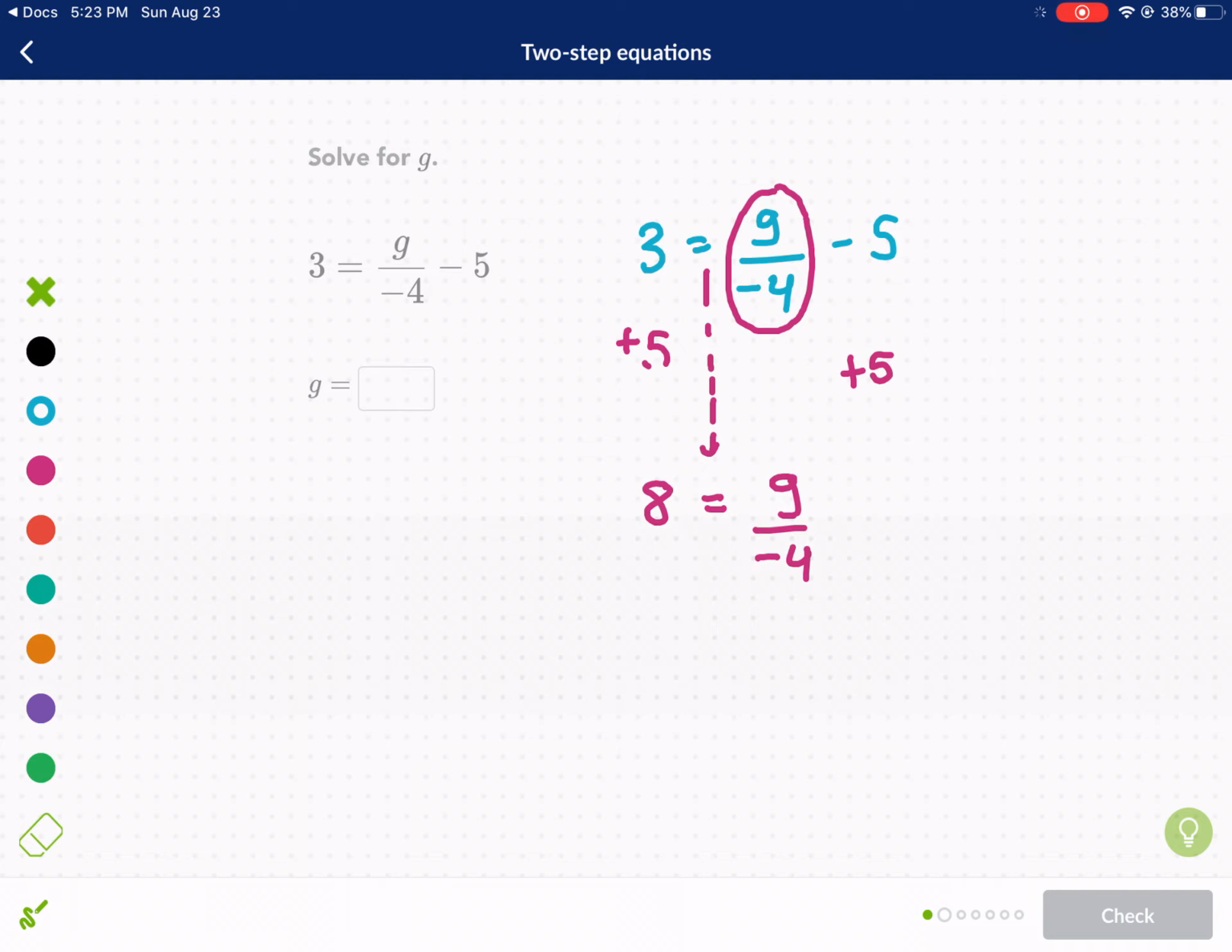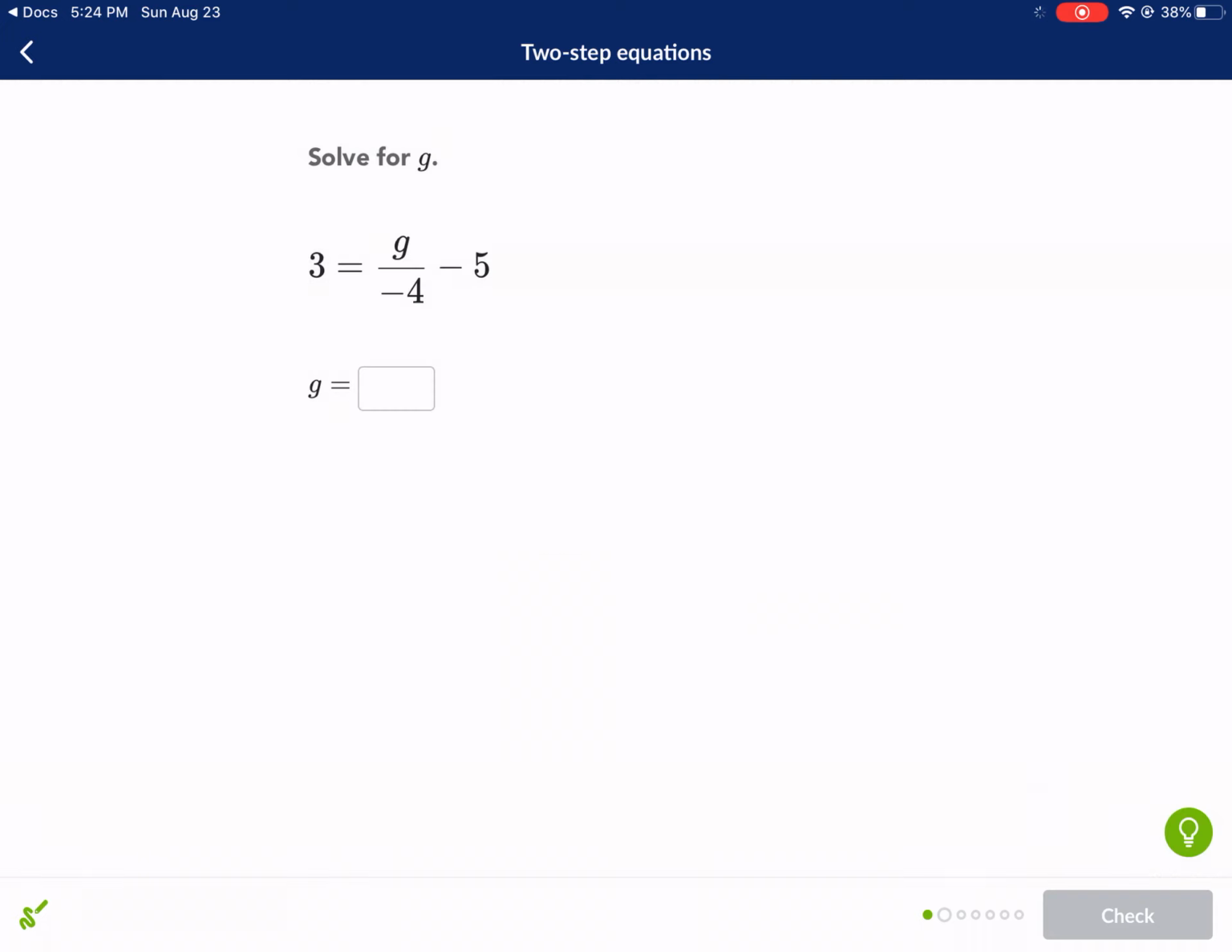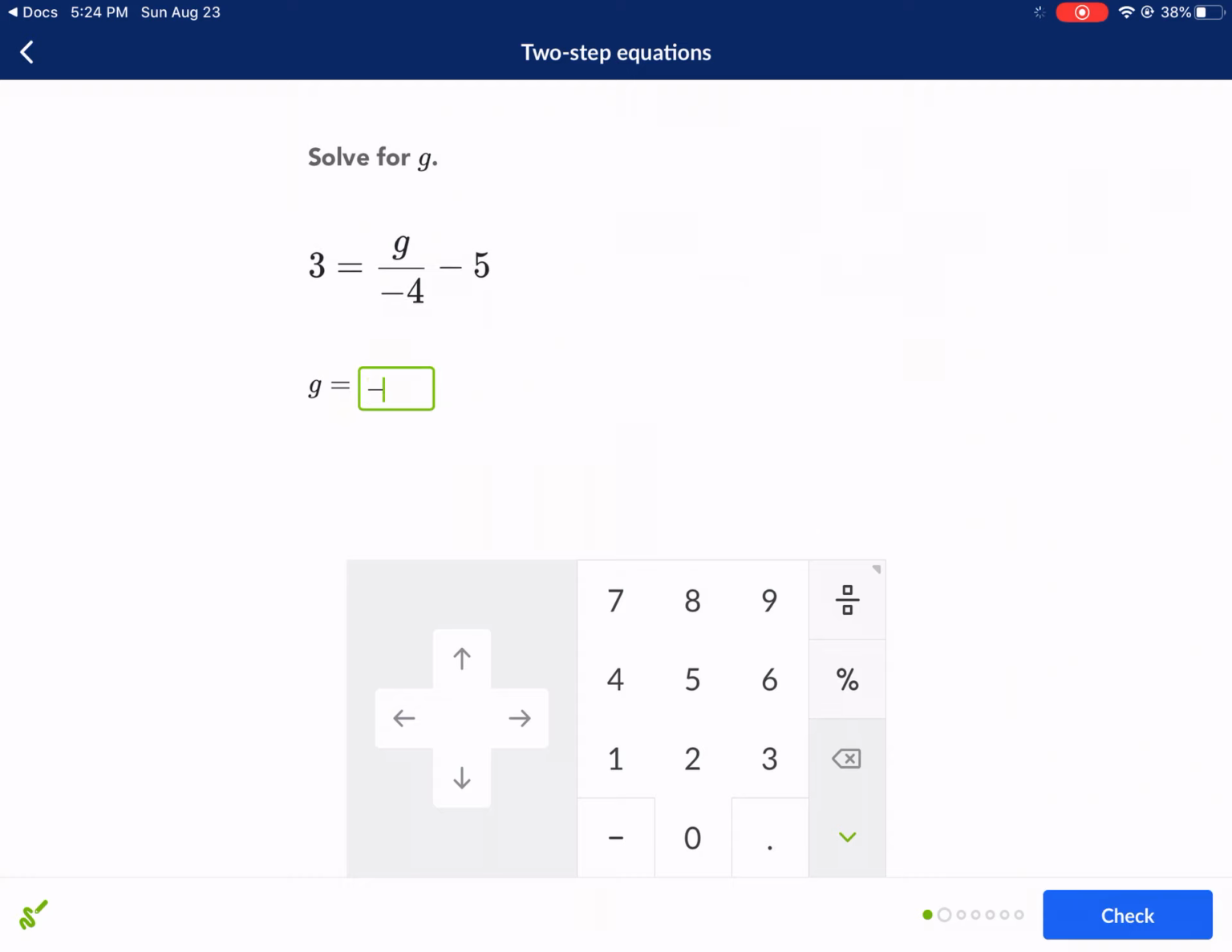Well, how do we undo division? Our whole point is going in reverse to get the variable by itself. How do we undo division? We multiply by negative 4 to both sides. Okay, that undoes that. That becomes 1, so we're left with G on the right side. That's our whole goal. We're trying to get G by itself, and we get negative 32 on the left side, so G equals negative 32. We're going to type that in, negative 32.